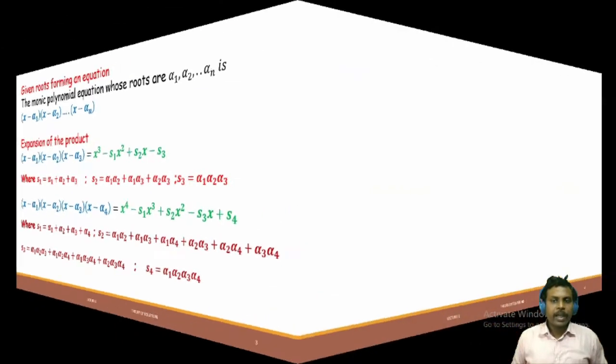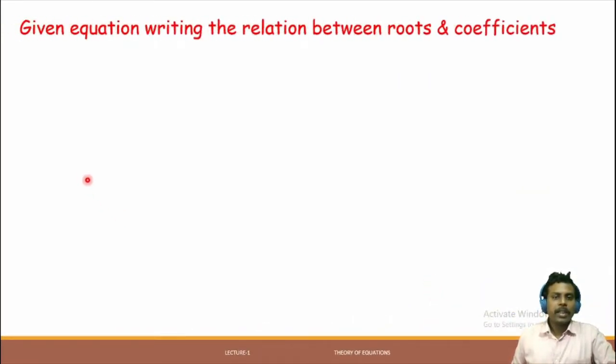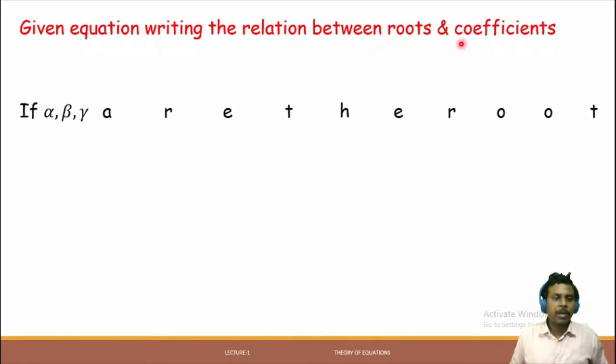Okay, here is the next point. Now it is the other way. Given equation, writing the relation between roots and the coefficient. That means we will be given an equation. Now we have to find out the relation between the roots and the coefficients. Let us see one by one.